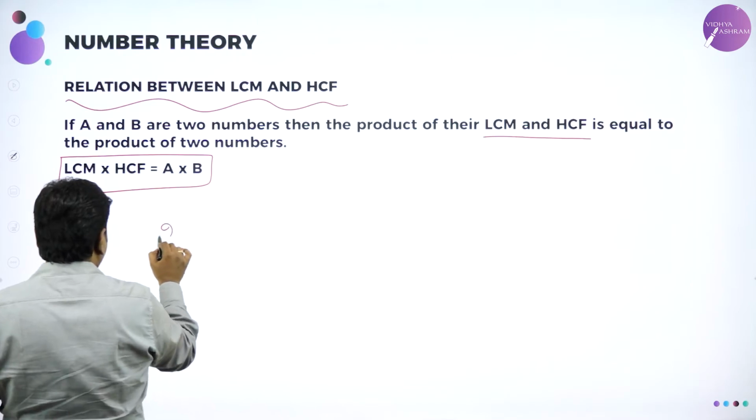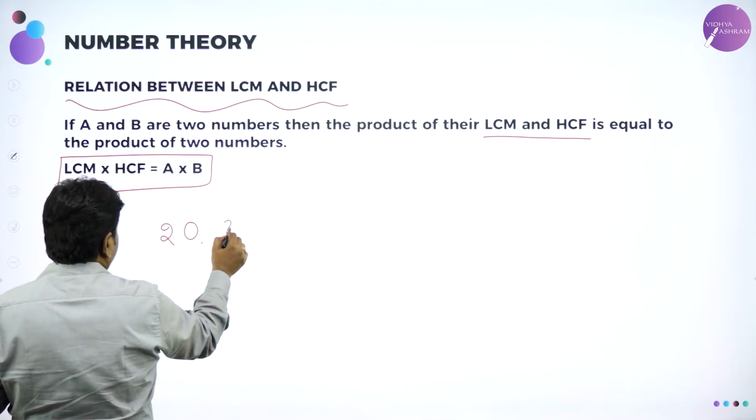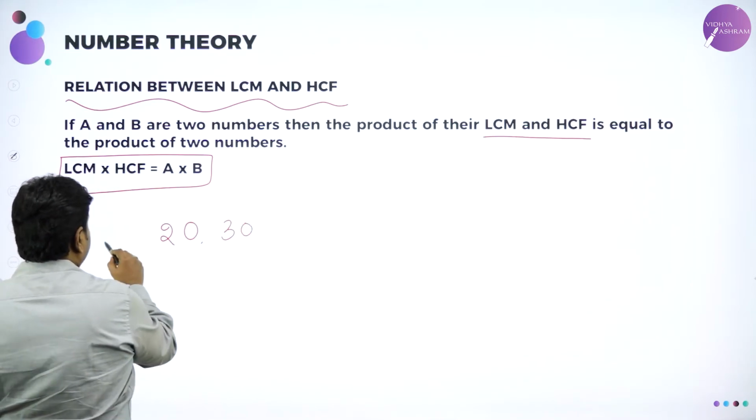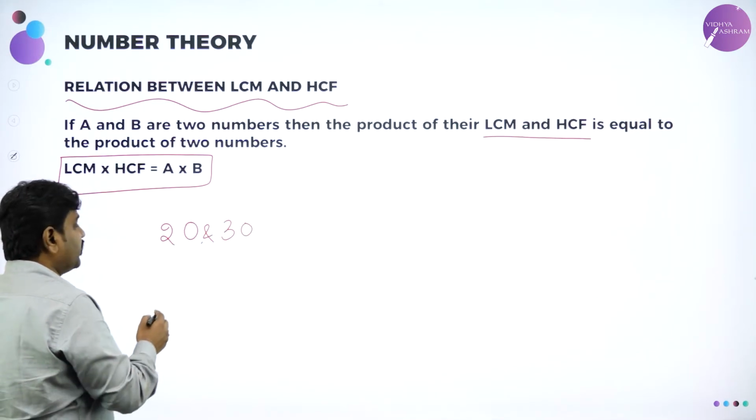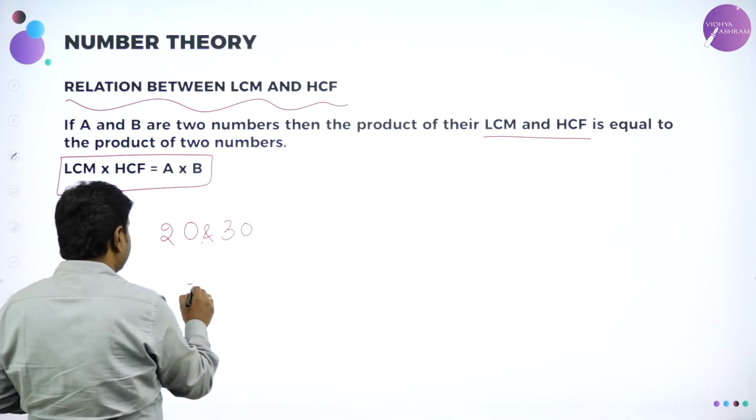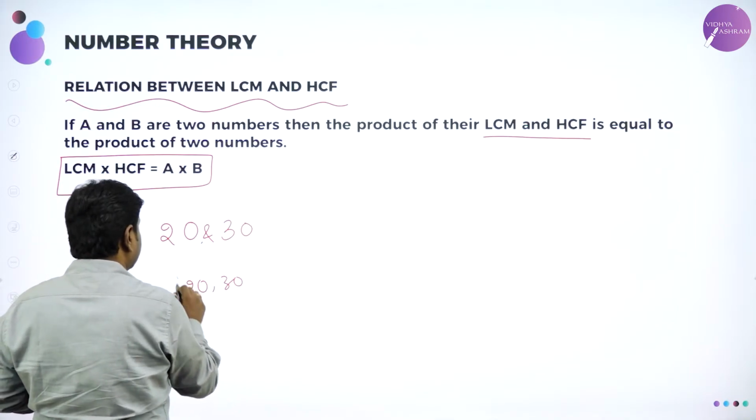So now, if I take say 20 and 30, I'll take two numbers. Yeah, two numbers I have taken. You know how to find LCM for this. So how to find LCM for 20 and 30? Division method. 20, 30 I'll divide it.